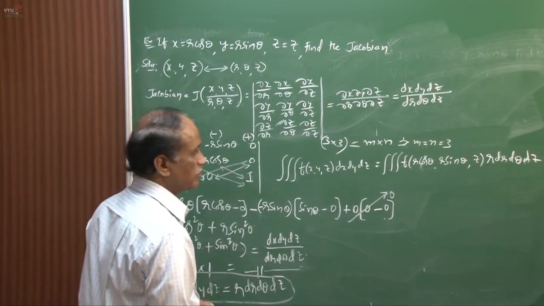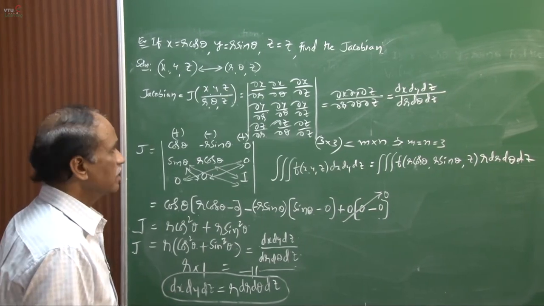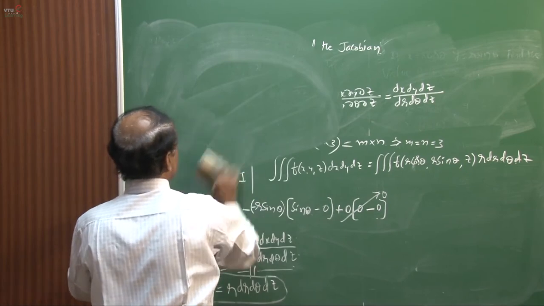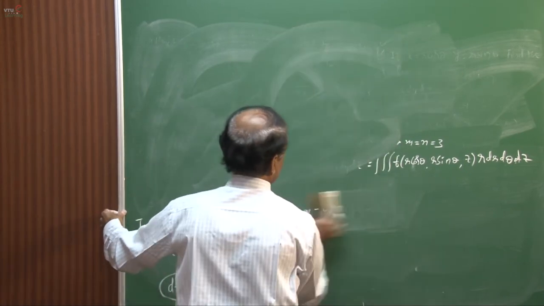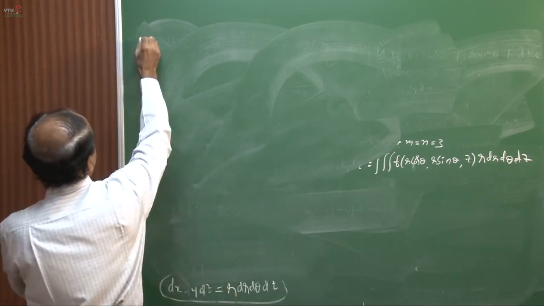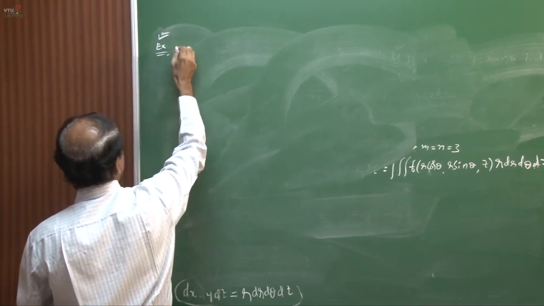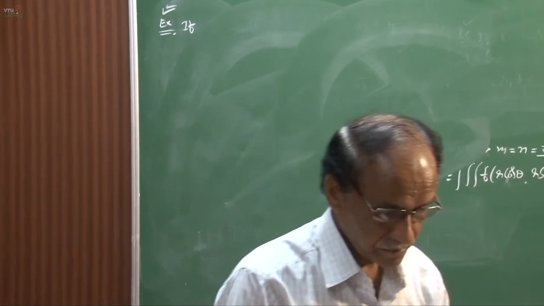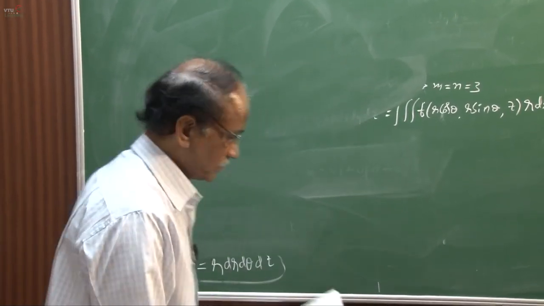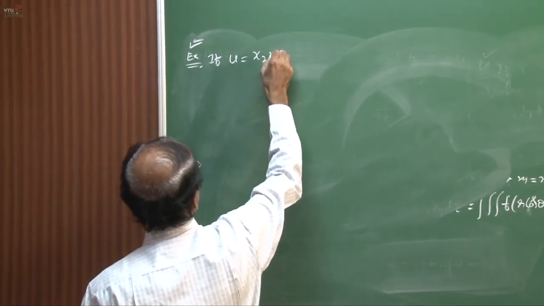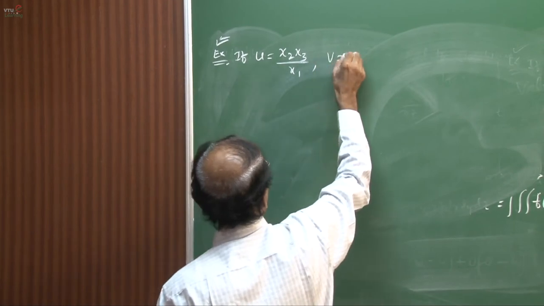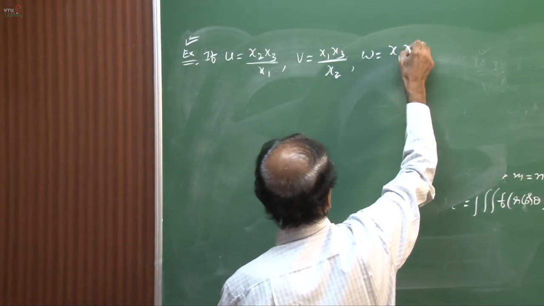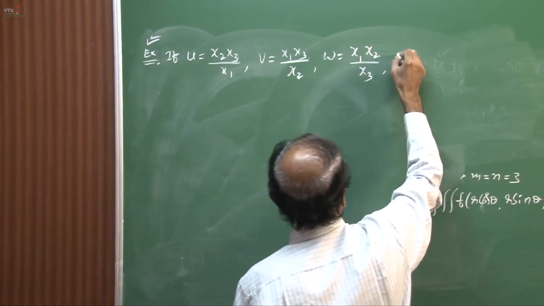One more very important example is there on the application of Jacobian. How this works, let me explain. This is again some important example which I can say. If U is equal to x2 x3 divided by x1, V is equal to x1 x3 divided by x2, W is equal to x1 x2 divided by x3. Prove that.